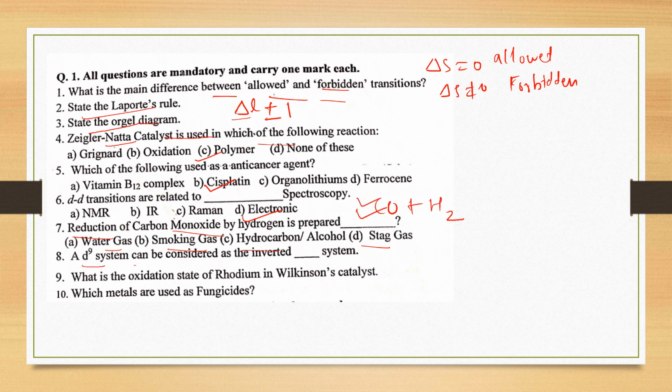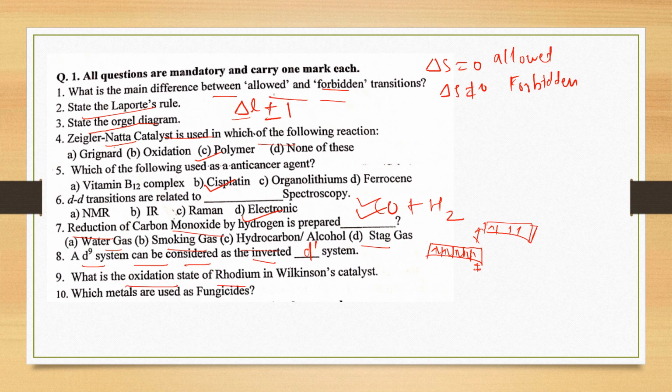A d9 system can be considered as the inverse of a d1 system. Why? Because in the case of d9 there are 1, 2, 3, 4, 5, 6, 7, 8 and 9 electrons. There is one unpaired electron, and in the case of d1 there is also one unpaired electron. So in both cases one electron is unpaired. But in the case of d9 there are 9 electrons. That's why this is the inverse of the d1 system.